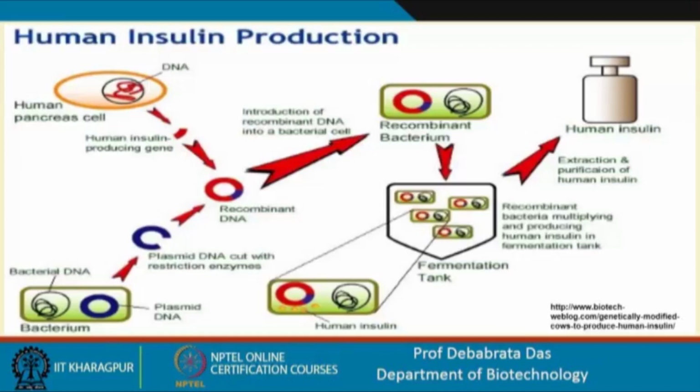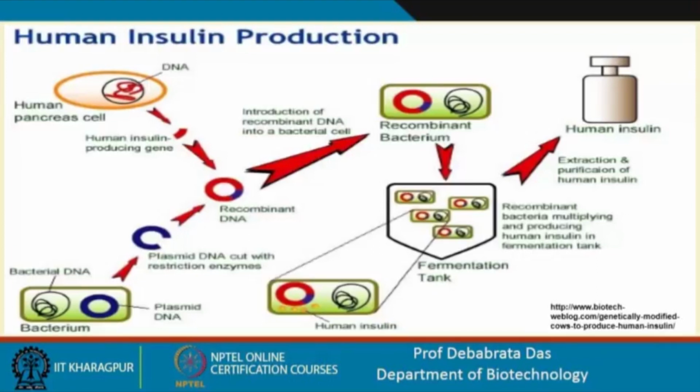When you overexpress, it produces human insulin in the fermentation tank. Then, after extraction and purification of the human insulin, we market it as a human insulin product. So, this is how it is done.